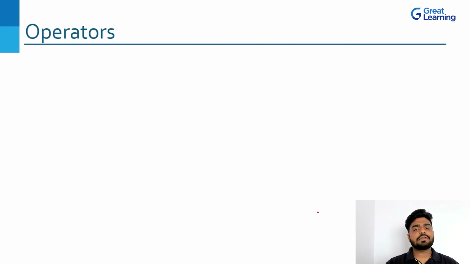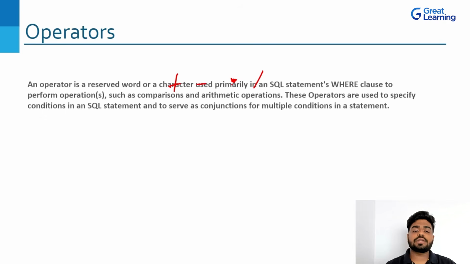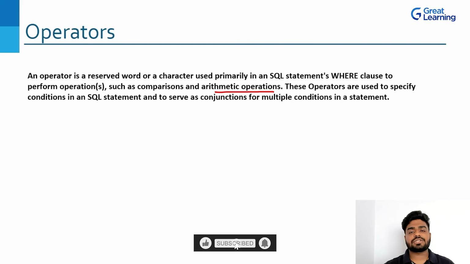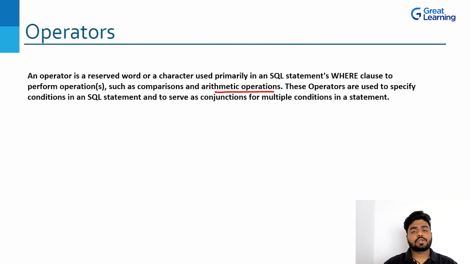In operators, we have a lot of operators which we use in Oracle, but the most common ones are plus, minus, multiplication, and division. Now, why are these the common ones? Let's understand. An operator is a reserved word or a character used primarily in an SQL statement's where clause to perform operations such as comparison and arithmetic operations. Arithmetic operations I have just told you. These operators are used to specify conditions in a SQL statement and to serve as conjunctions for multiple conditions in a statement. What is this? Why have I read so long?